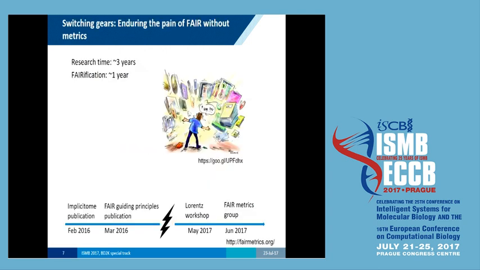And now I would like to switch gears, and I would like to tell you about enduring the pain of FAIR. We heard a lot about FAIR this session, and especially about enduring the pain of FAIR without metrics. So the actual research time that this took was about 3 years with our team, developing the pipeline and doing all the analysis and benchmarking and interpretation and so forth. The verification took 1 year.